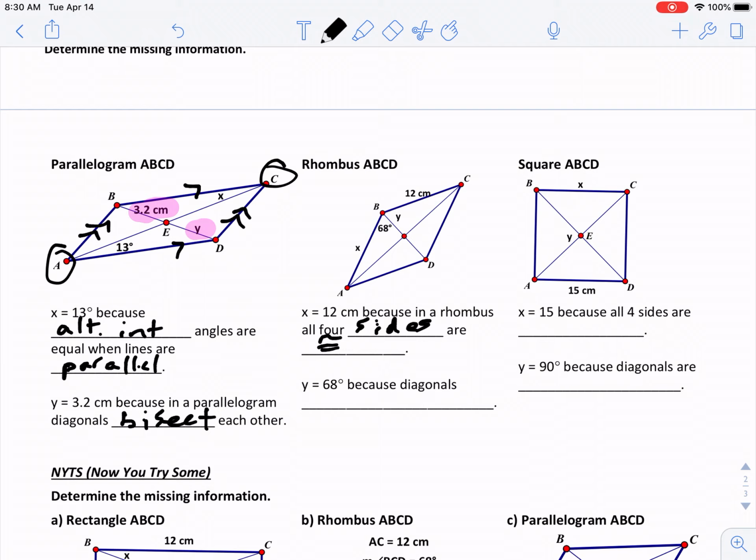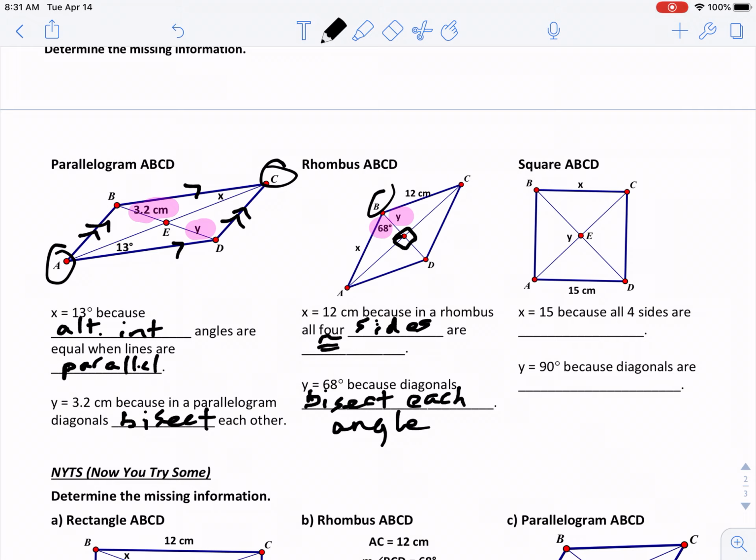Y is 68 because the diagonals bisect each angle. So 68 is the same as y, and that's because the diagonals bisect each angle. Also, since it was a rhombus, if they wanted to ask, all these angles in the middle are 90 degrees.